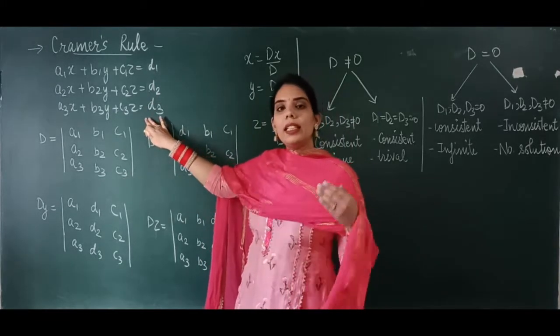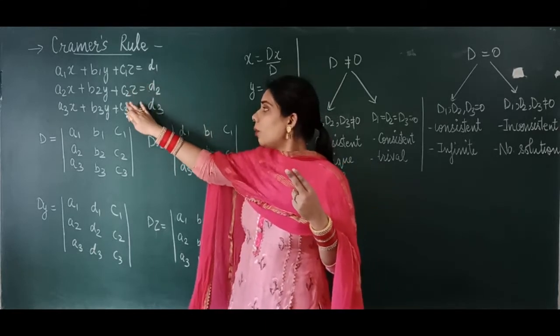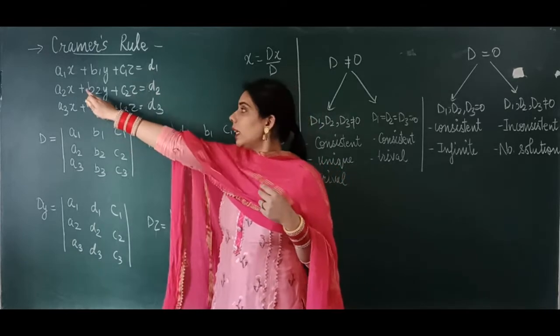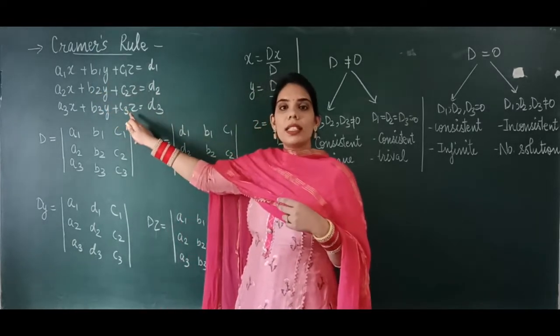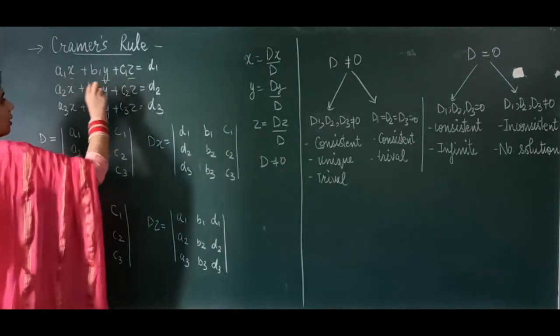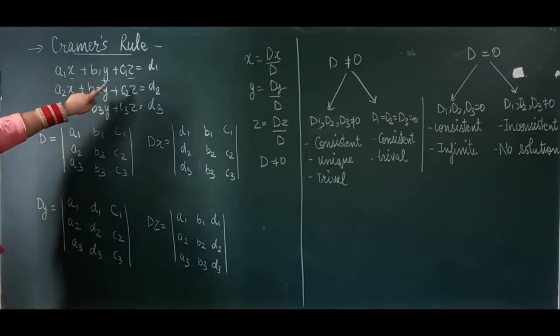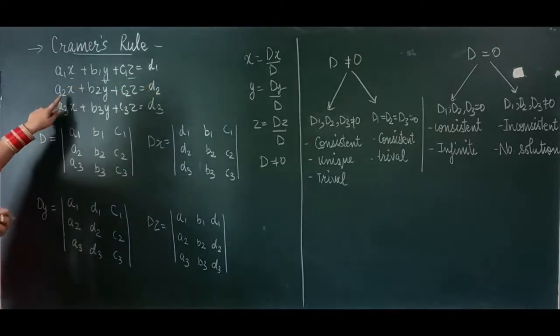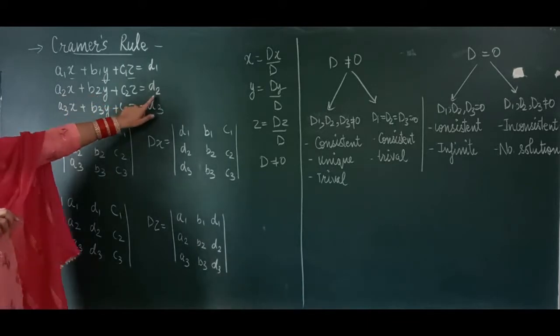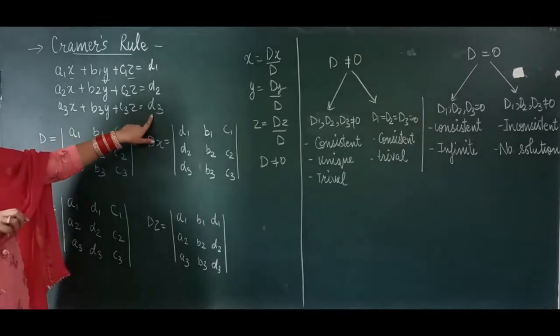So basically in the earlier classes you used to deal with equations with two variables, that is x and y. Here we will consider three variables, that is x, y and z. So let us consider the equations: a1x plus b1y plus c1z is equal to d1, a2x plus b2y plus c2z is equal to d2, a3x plus b3y plus c3z is equal to d3.